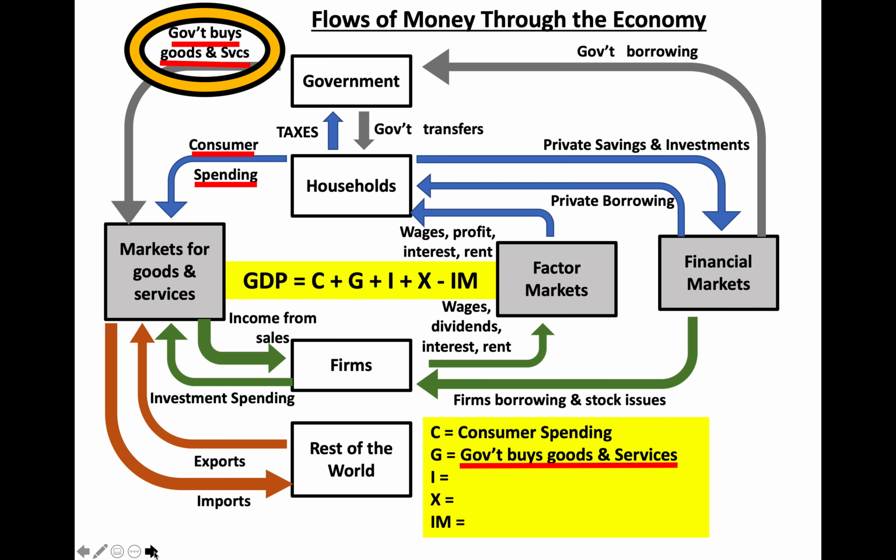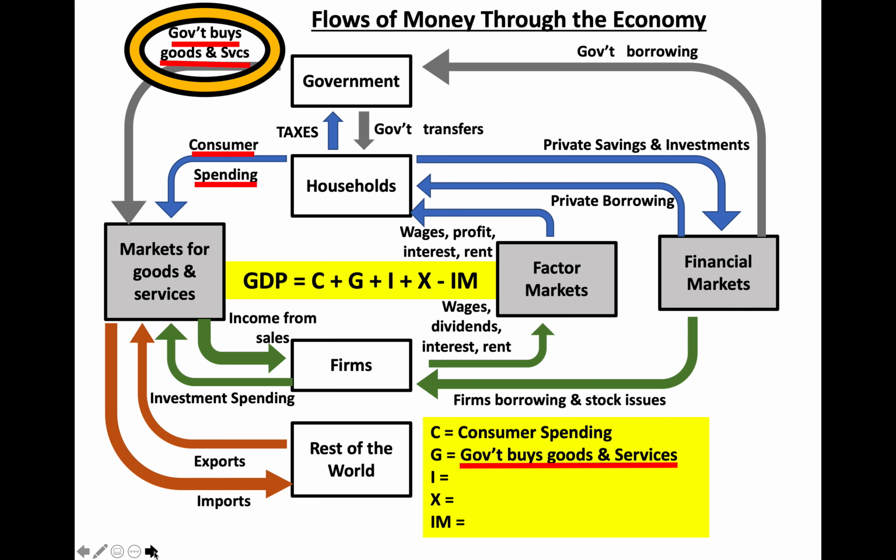They're going to buy guns for the military, guns and ammunition. They're going to spend money on infrastructure, building roads, building whatever, maintaining roads. And a lot of that stuff they're going to have to go through the market for goods and services to buy.